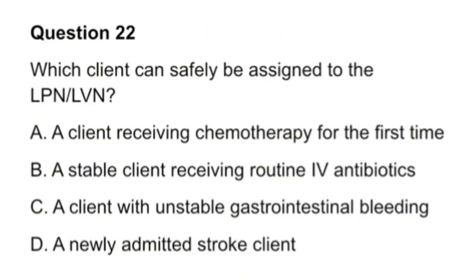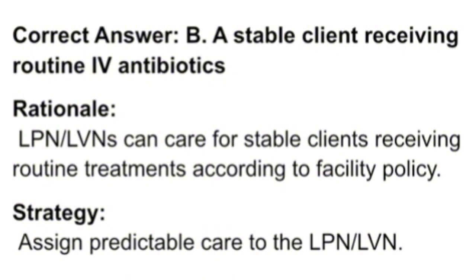Question 22. Which client can safely be assigned to the LPN/LVN? A. A client receiving chemotherapy for the first time. B. A stable client receiving routine IV antibiotics. C. A client with unstable gastrointestinal bleeding. D. A newly admitted stroke client. Correct answer, B. A stable client receiving routine IV antibiotics.